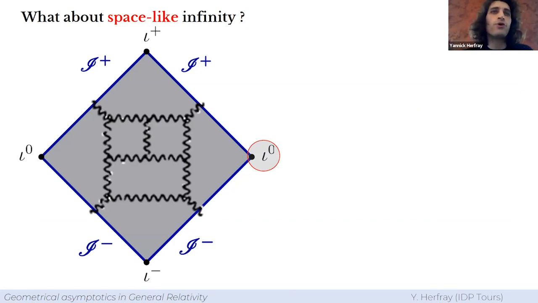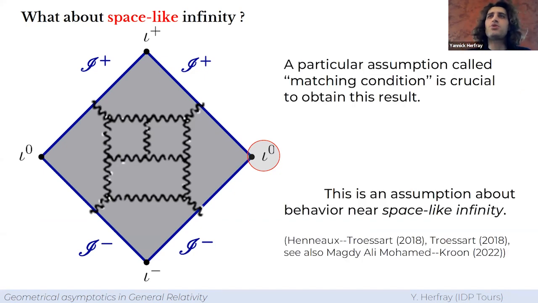So you might wonder, okay, but it's all about null infinity. So why should we care about space-like infinity in this game? Space-like infinity still is important because in order for this result to work out, you need some very subtle matching condition at space-like infinity. There is something about the asymptotics that you need to require there, which is crucial. The details of what you need to require at space-like infinity have been worked out in several most recent works.